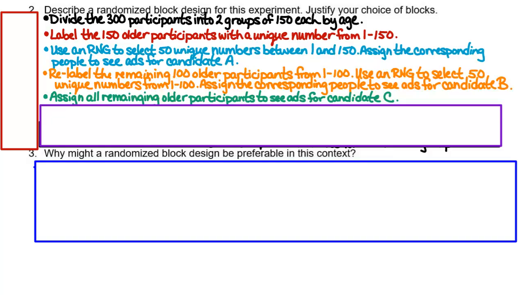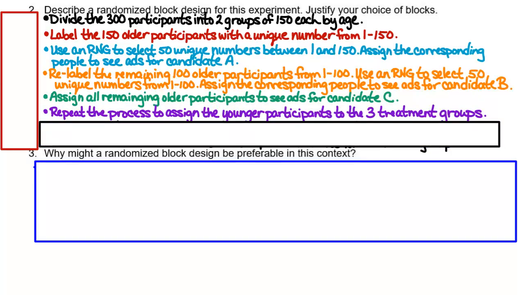So now I took one of my blocks and I've divided them between the 3 treatment conditions. What do I still need to do? Yep. Now I need to do the younger participants. And this one I can get away with because I went into so much detail about how I'm splitting up the older participants. I can just say repeat the process to assign the younger participants to the 3 treatment groups.